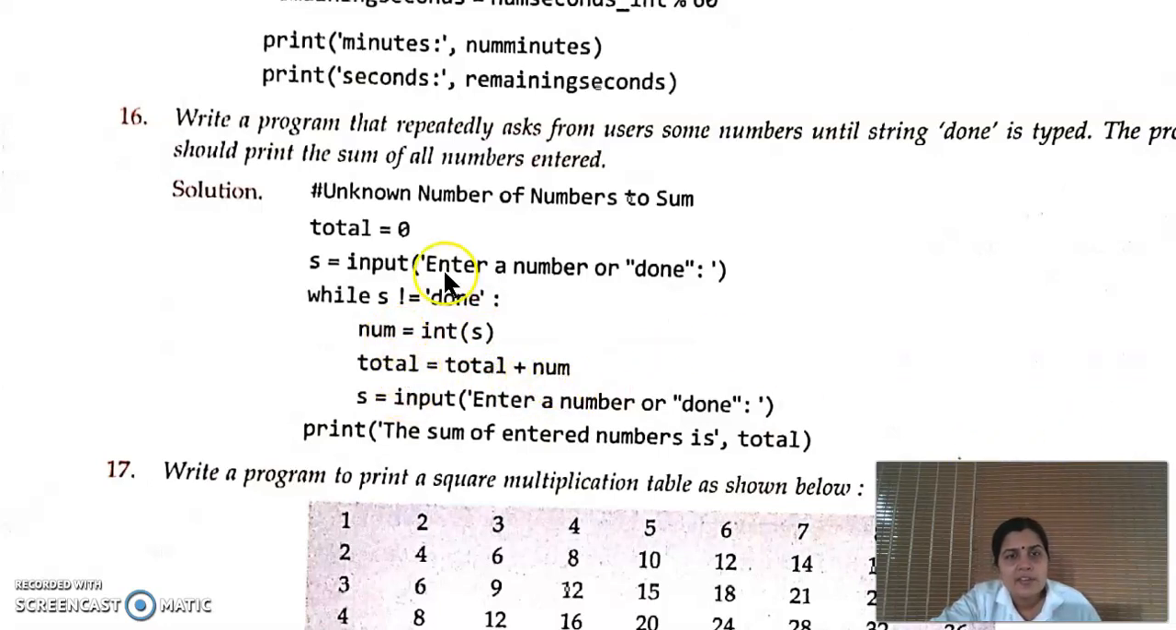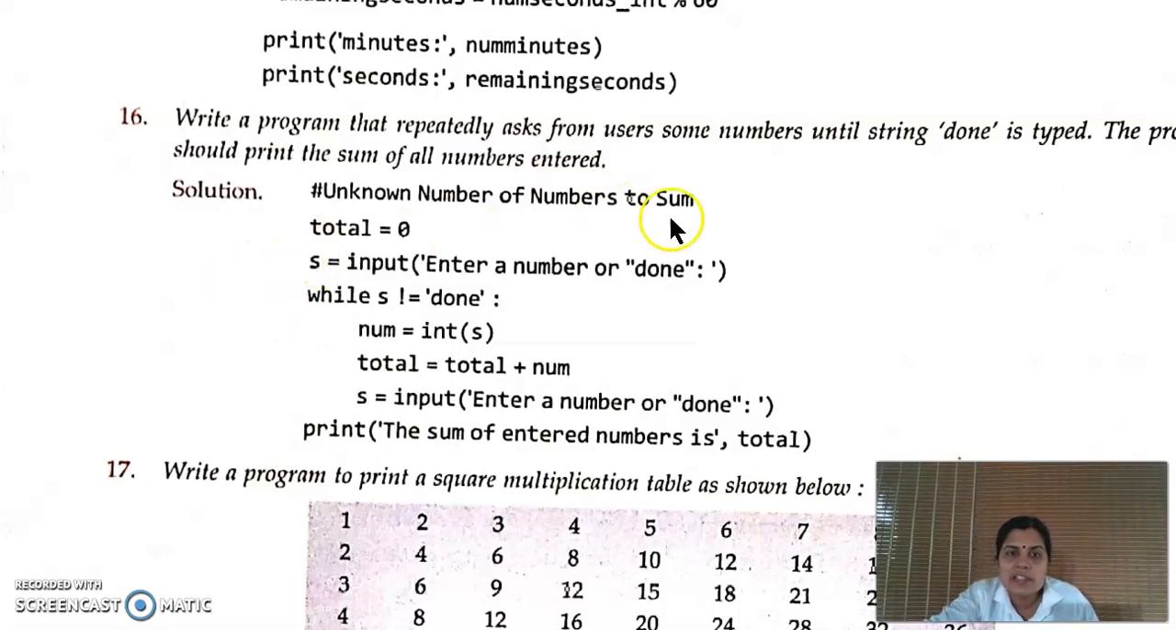What happens? Initially the value of total equals 0. Then if we give the number 2, total equals total plus num, meaning 0 plus 2. So 2 will be the value of total. In the next iteration, the value of total is 2, because we had given input as 2. Then again we write input, enter a number or done. That means again we have to input.